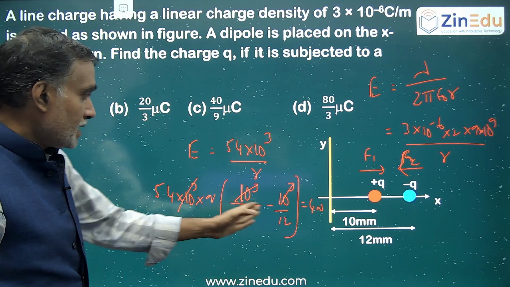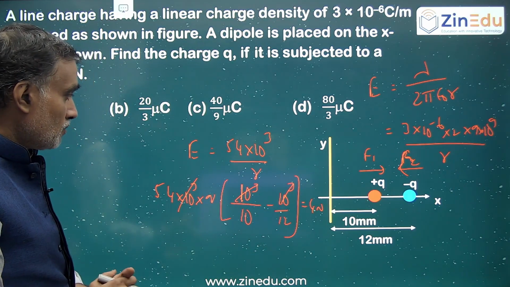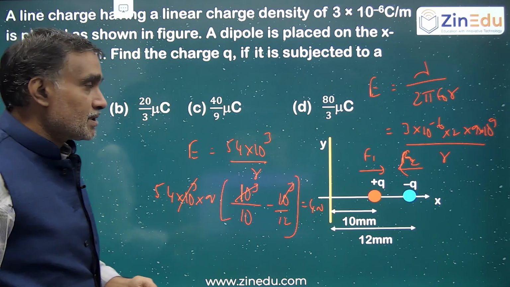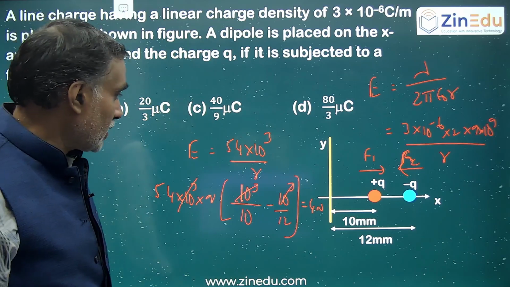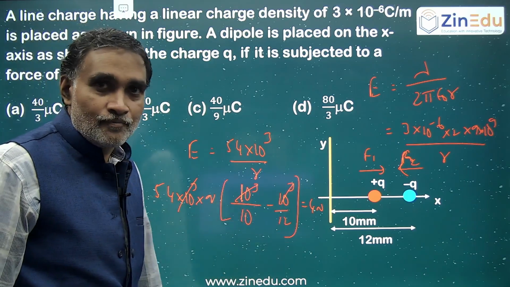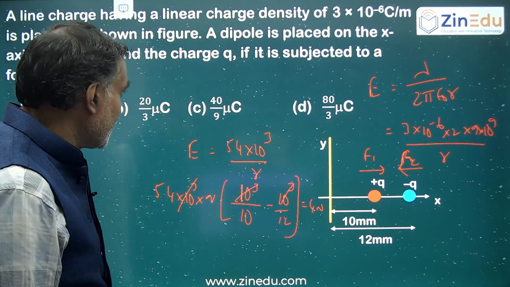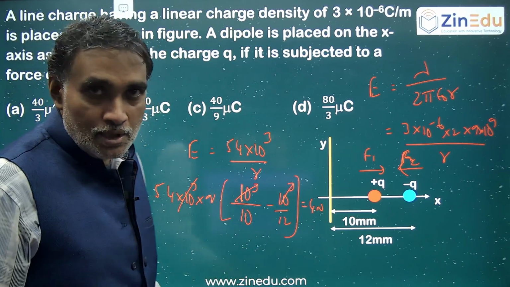2 cancels here 2 times and this is 27. So what is Q? 120 by 27 I will get. 120 by 27 means 3 into 40, 3 into 9. So 40 by 9 microcoulomb I will get. Simplifications I am doing just like that I am telling. You also should practice like that. Instead of writing number of steps, simplifications you can do in your brain only.